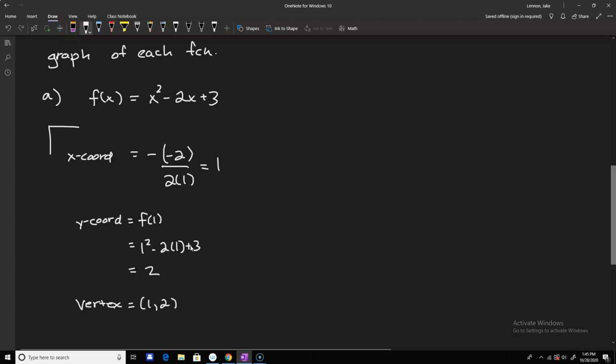And then we also want to label the intercepts. We find the x-intercepts by setting f of x equal to 0. So let's go ahead and do the x-intercepts. We would get 0 equals x squared minus 2x plus 3. So this should factor into x minus... Actually this one doesn't factor. It looks like we're going to have to use the quadratic formula here.